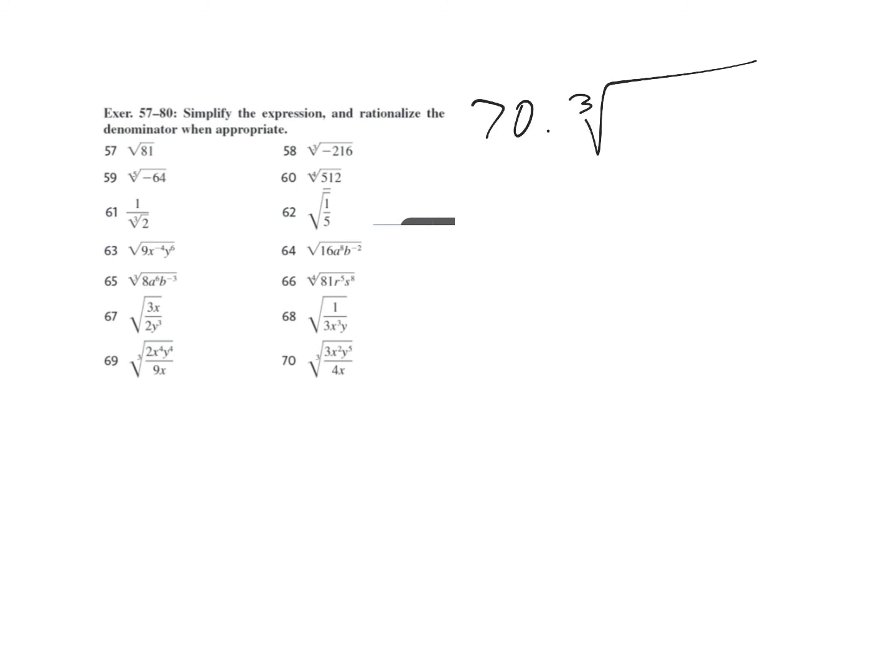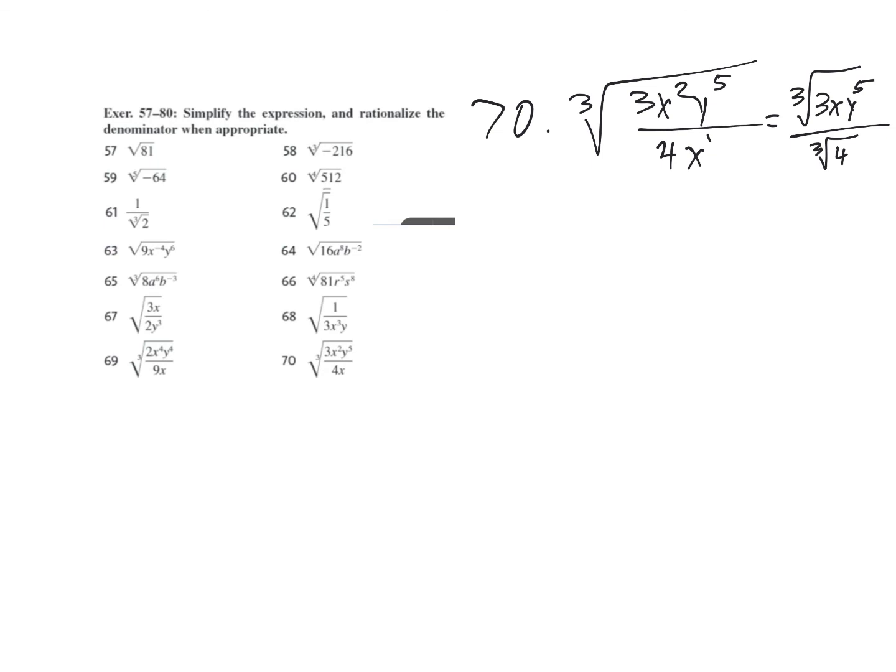Is the cubed root of 3x squared y to the fifth, all over 4x. So let's simplify on the inside first. And the x's will go together. So one of these x's will cancel with 1 on the top, leaving just 1 on the top. So 3x and y to the fifth all over the cubed root of 4 on the bottom.